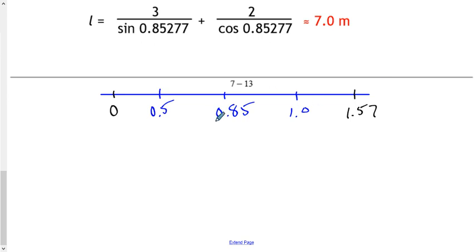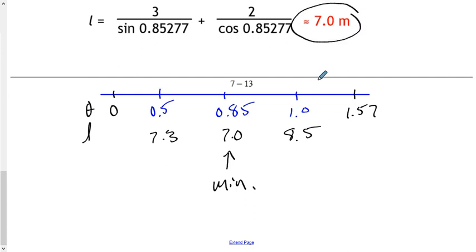And then as I compare my lengths, so these are theta values, these are lengths. Here at 0.85, we got 7.0 meters. Here, if I plug in 0.5 into this same function, so I do the sine of 0.5 in the denominator, cos of 0.5 in the denominator, I would get a 7.3 here. And if I plug in the 1 in place of theta, I'll get an 8.5. So then I can see that, yep, this is a minimum. So there's my solution. 7.0 meters is the minimum length for that ladder.